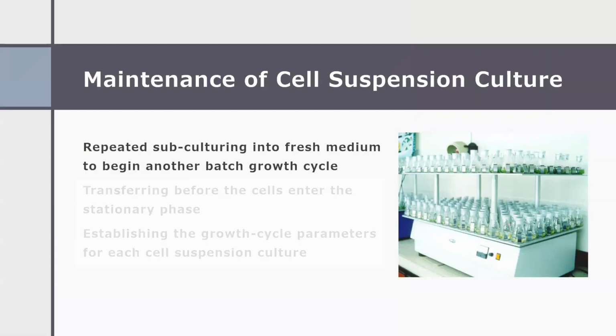Cell suspensions can be maintained relatively simply as batch cultures in conical flasks. They are continually cultured by repeated subculturing into fresh medium. This results in dilution of the suspension and the initiation of another batch growth cycle.